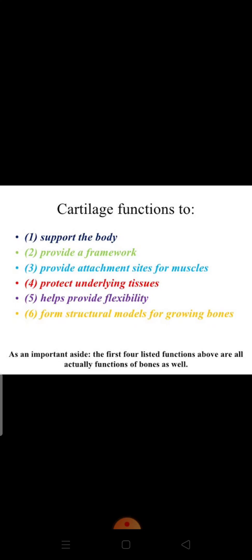Now come to the functions of cartilage. Students, it is more compressible than bone. So it absorbs stresses and provides flexibility to the body parts. Or we can say that cartilage supports the body, provides a framework, provides attachment sites for muscles, and protects underlying tissues and helps provide flexibility.